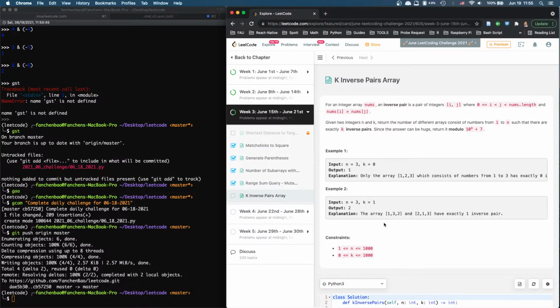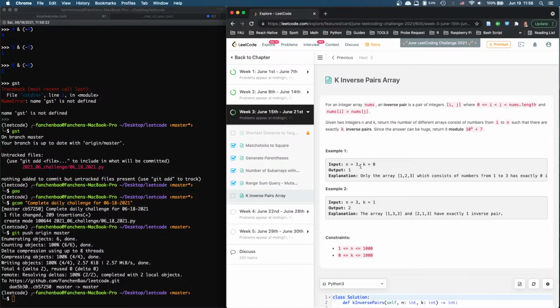For an integer array nums, an inverse pair is a pair of integers i, j where 0 is smaller or equal to i, smaller than j, smaller than nums.length, and nums[i] is larger than nums[j]. Given two integers n and k, return the number of different arrays consisting of numbers from 1 to n such that there are exactly k inverse pairs in the array.